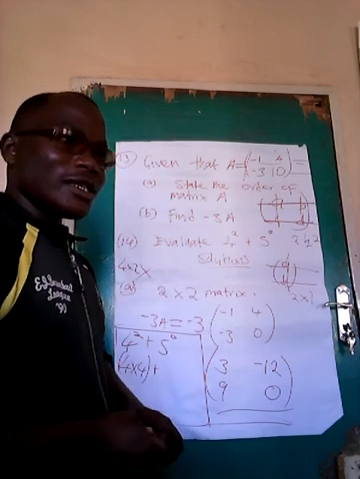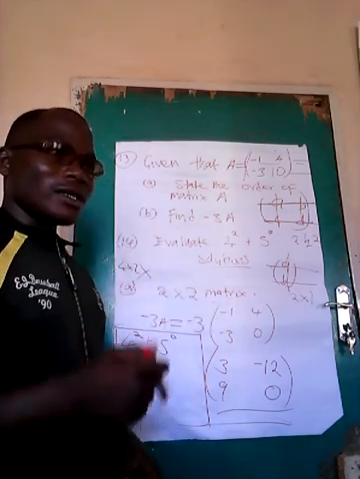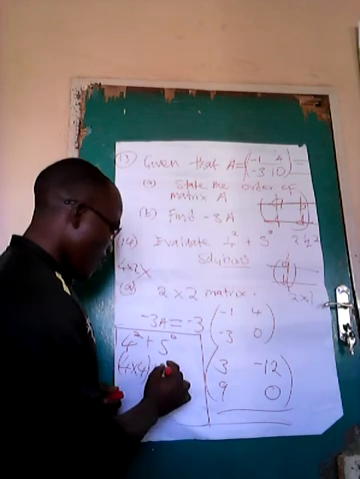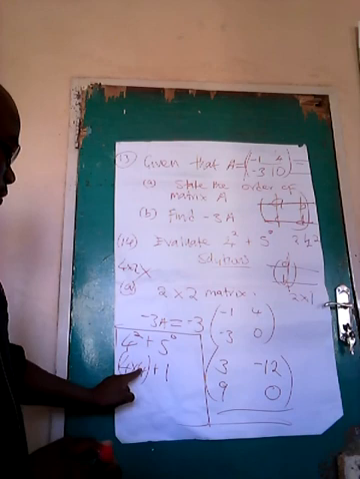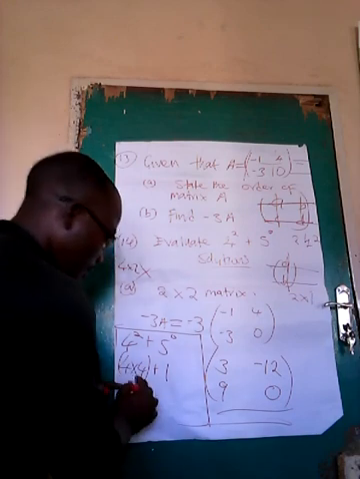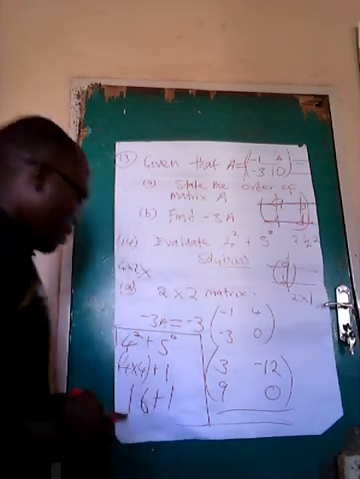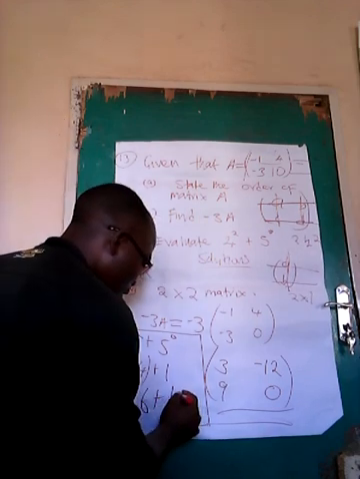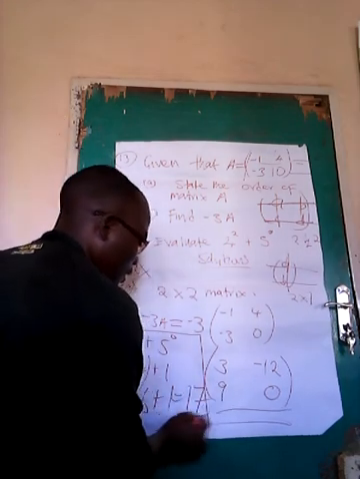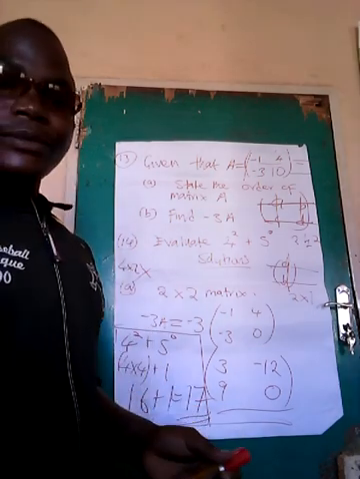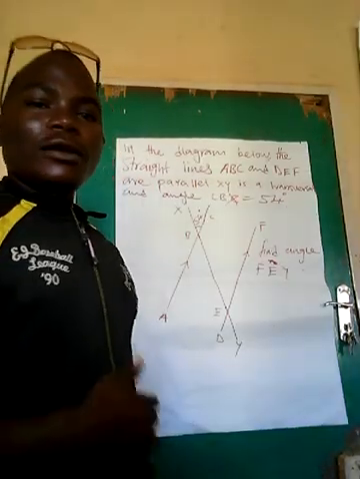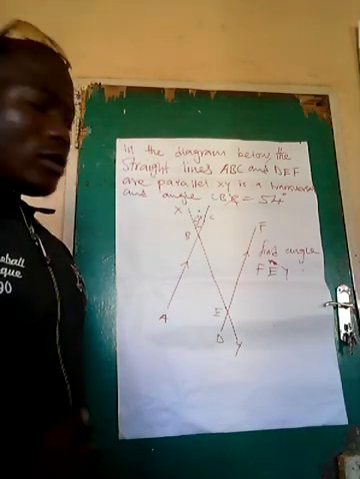According to the laws of indices, any number raised to the power 0 is equal to what? 1. Like that. So we have 4 times 4, that is 16. 16 plus 1, the answer here is 17. Like that. That's the way to go. Okay, so let's go to the next question.